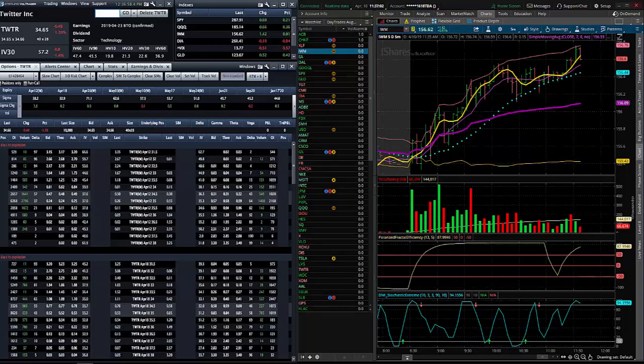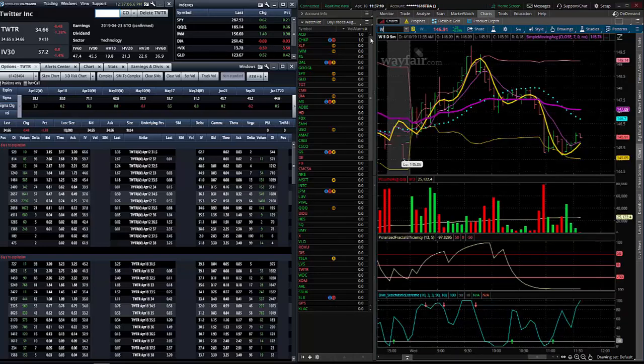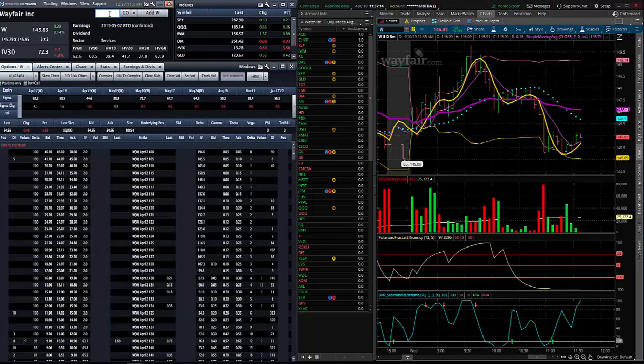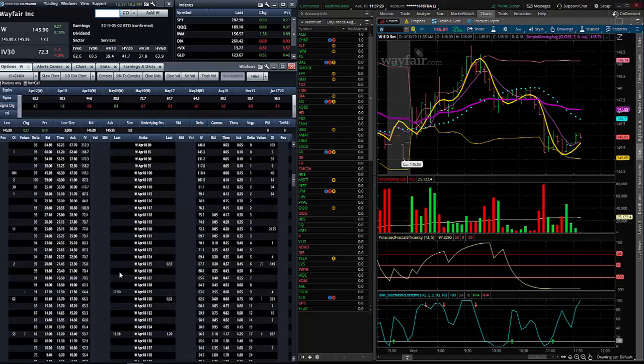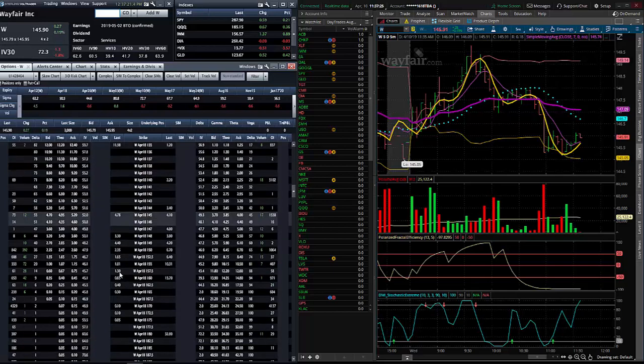Okay, so this is called a ratio spread, or a 1x2, and it happens to be in Wayfair, W. Let me get that up on the board here. The spread that he has on is an April 18th 152.50, 155. Like I said, 152.50, 155. So buying one and selling two.